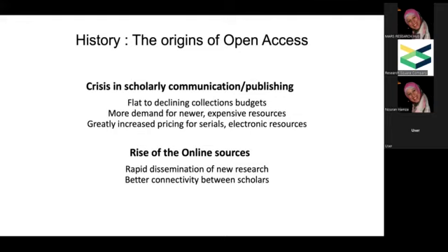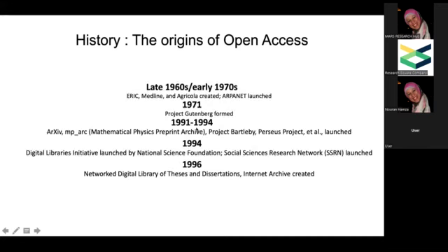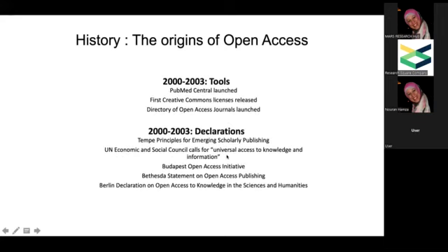Now we are looking at much of the content that we have available to us being online and much of it being open access. Here you can see some historical dates, around the time that these digital libraries were launched, digital initiatives, network digital libraries of theses and dissertations, and so on. And really from the 1990s onwards, lots and lots of content became available online. PubMed Central was launched in 2002. Creative Commons licenses were released around that time as well. The Directory of Open Access Journals was launched.